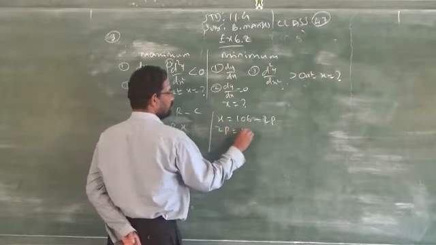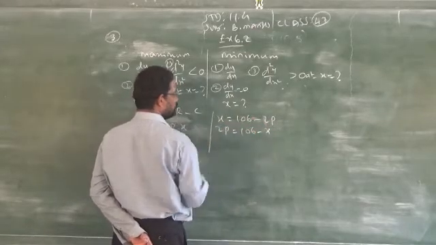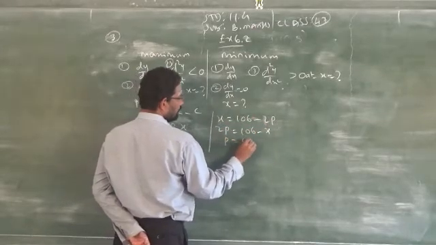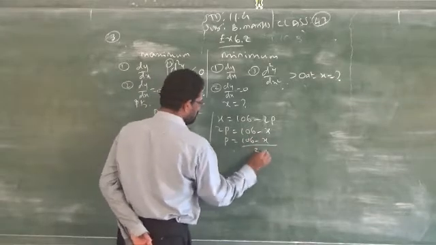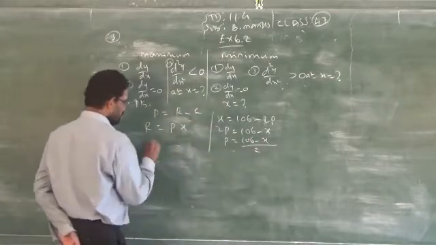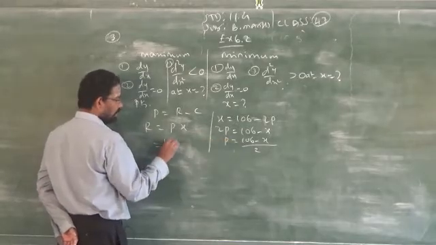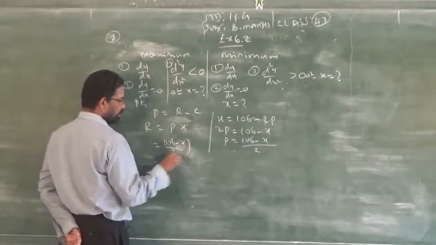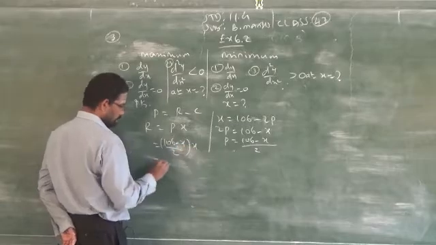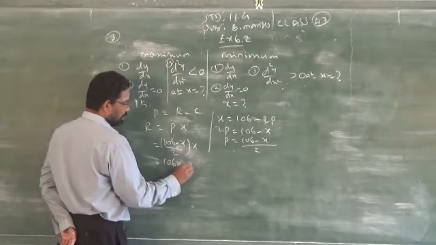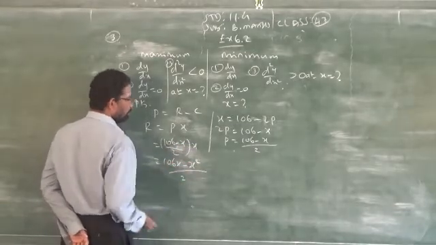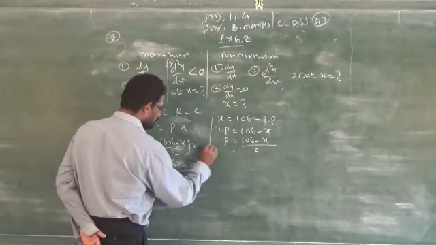Just to transfer these two terms, then P is equal to 106 minus X by 2. Now I can easily find out the revenue by replacing P by 106 minus X by 2, into X, that is 106X minus X square by 2. Clear?